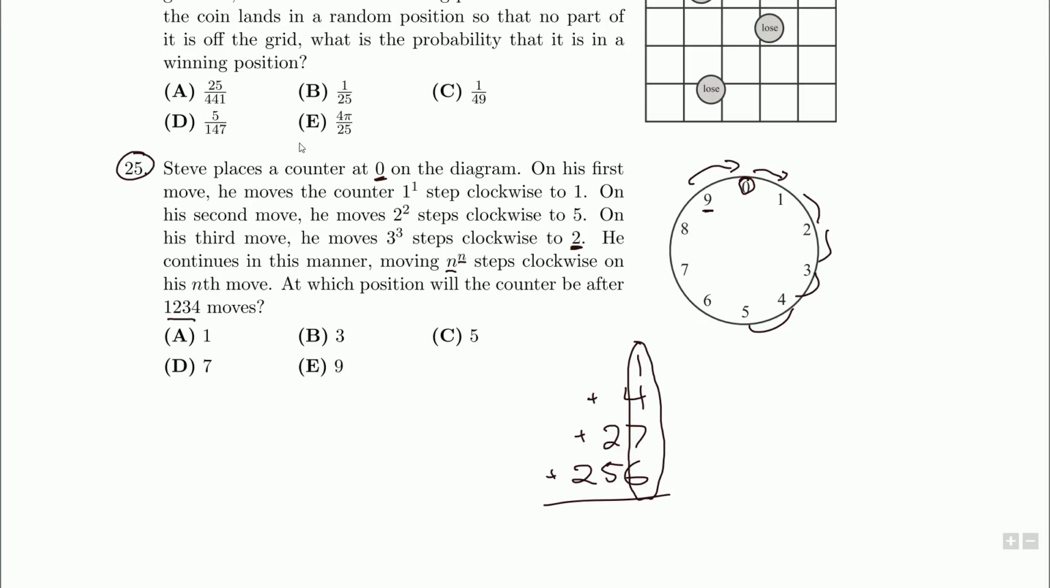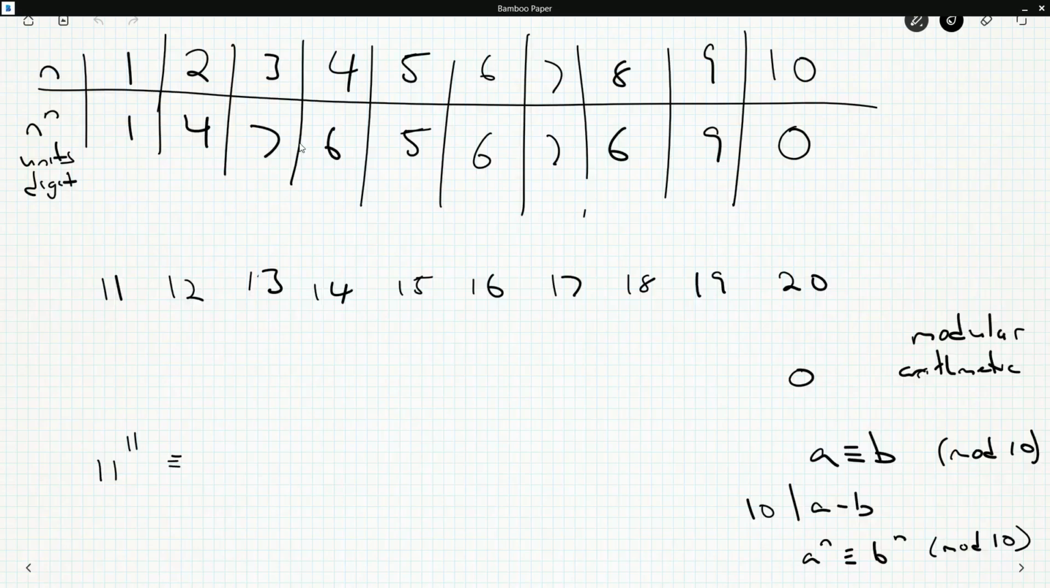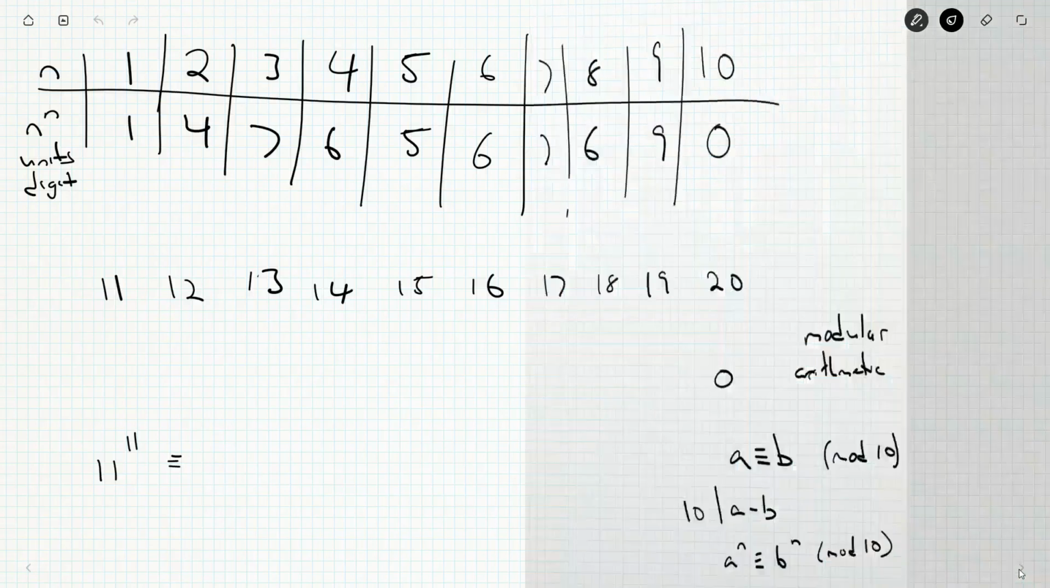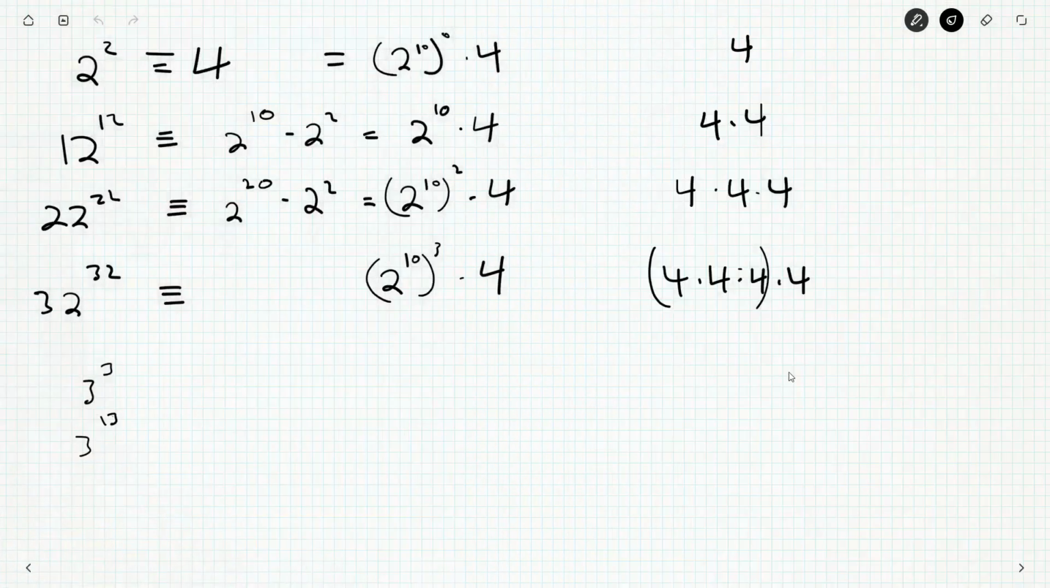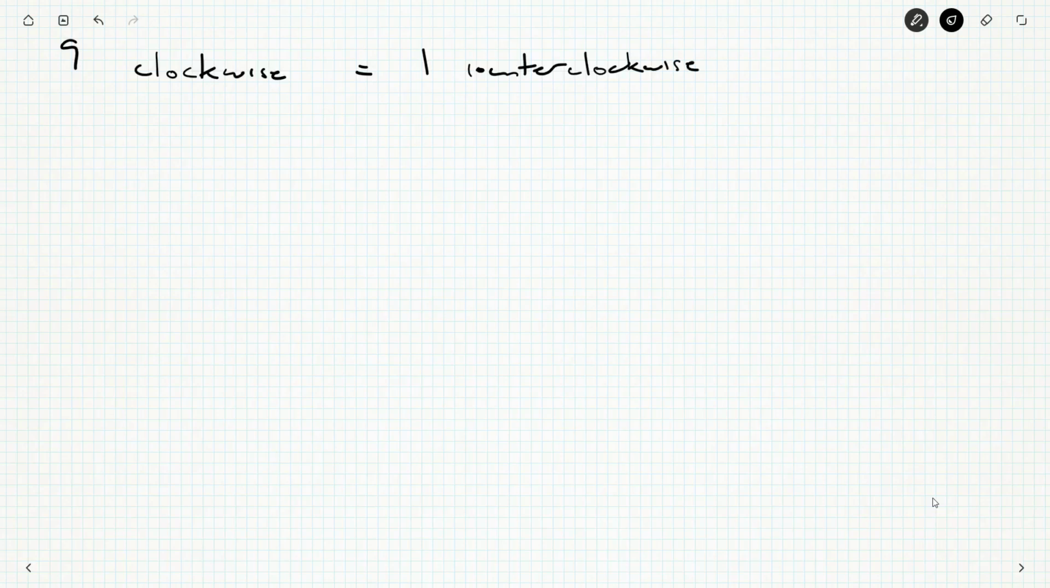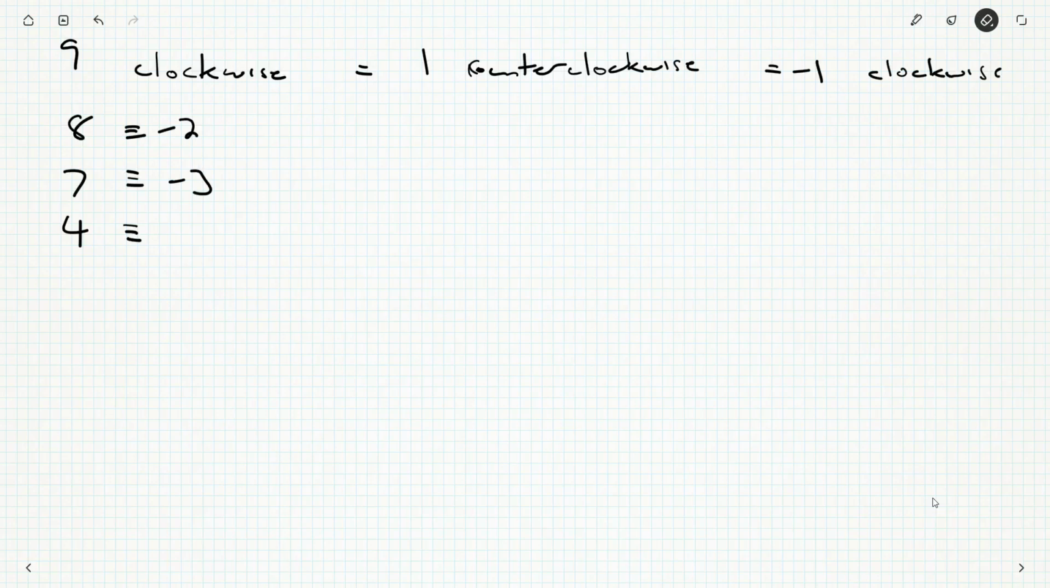So let's think about something else. Let's see if we can get anything else to work here. So I might come back to that, but I was just struck by a thought. Moving 9 around. So 9 clockwise is the same as 1 counterclockwise, which I would say is minus 1 clockwise. Counterclockwise or anticlockwise, same thing. 8 is congruent to minus 2, 7 is congruent to minus 3, 6 is congruent to minus 4.